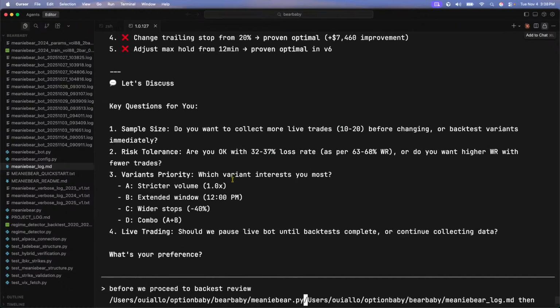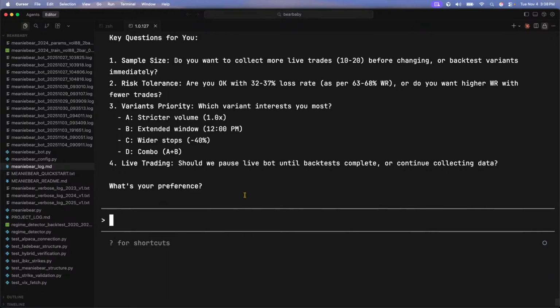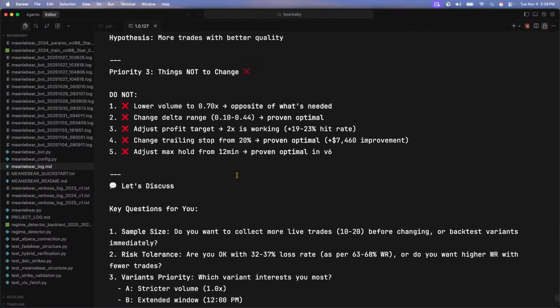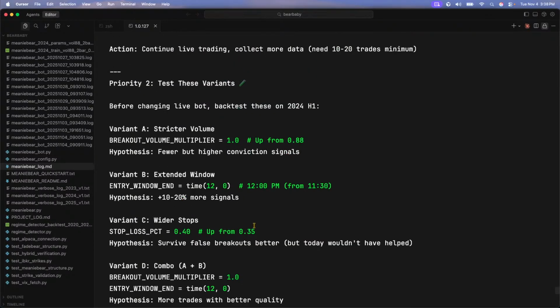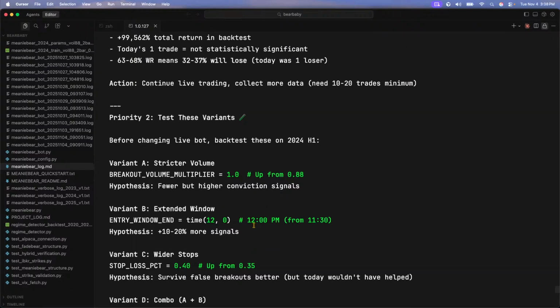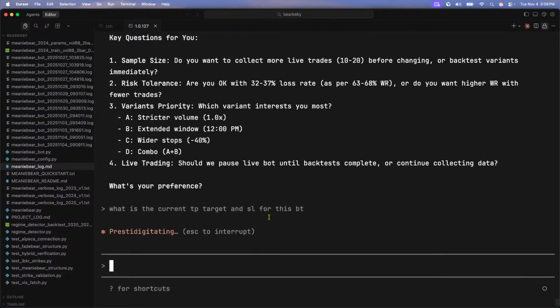What I want to try is a few things. It's going to tell me some bullshit, but I have ideas. Things not to change: don't lower. Opposite delta chain, adjust. Profit target, change. No. Okay, what is the current TP targets and SL for this backtest?